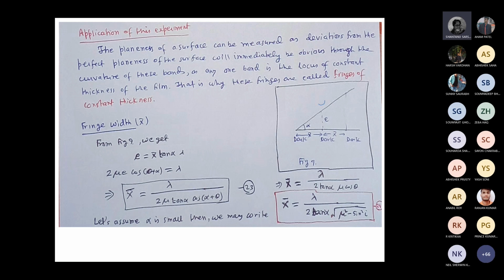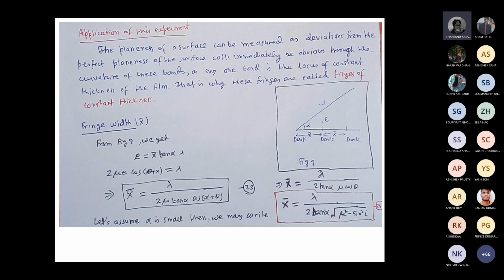So the planeness of the surface can be measured. A deviation from the perfect planeness of the surface will immediately be obvious through the curvature of this band, as any one band is the locus of constant thickness of the film. That is why these fringes are called fringes of constant thickness, like the fringes formed in wedge film experiments. And you can calculate the fringe width, that is, the separation between two consecutive fringes.